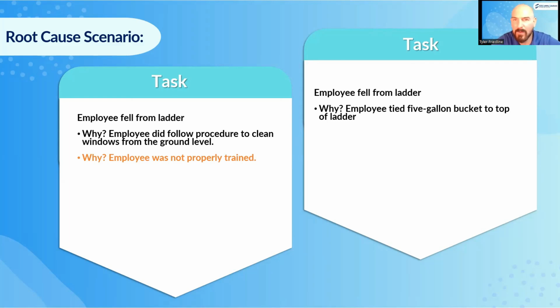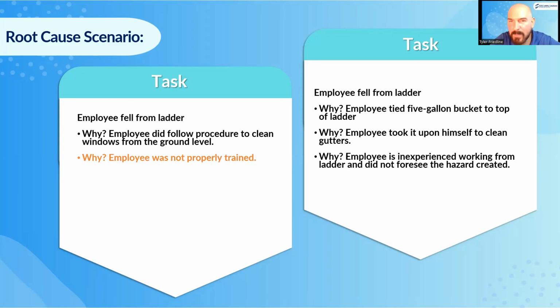All right, our other finding, the employee tied the 5-gallon bucket to the ladder. Why did they tie the 5-gallon bucket to the ladder? The employee took it upon himself to clean the gutters. Why? The employee's inexperienced working from the ladder and did not foresee the hazard that they created with doing that. Why? The employee was not properly trained, right?